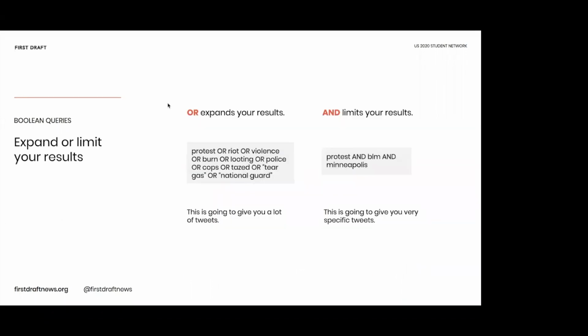Okay, moving on. So one way to think about the difference between or and and that I think is really helpful is that connecting words with or is going to expand your results, and connecting search words with and is going to limit your results. So for example, if you wanted to do a sweep on Twitter for people talking about the protests, you might plug something like this. You could say protest or riot or violence or burn or looting or police or cops, etc., etc. All of these are various words that might give you tweets related to the protests, right? And what you're saying to Twitter is, I want a tweet that includes any of these words.